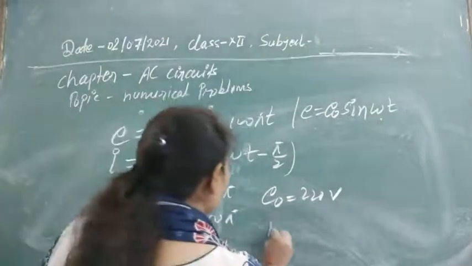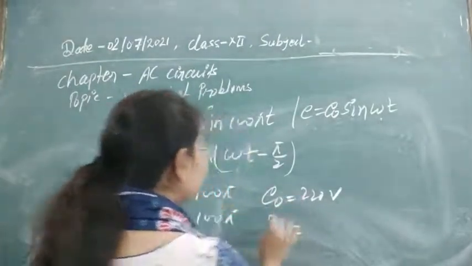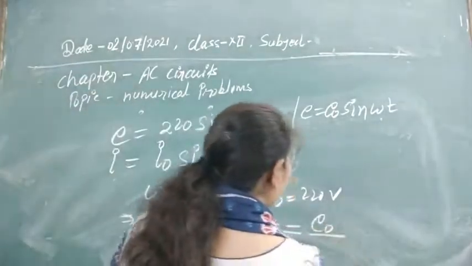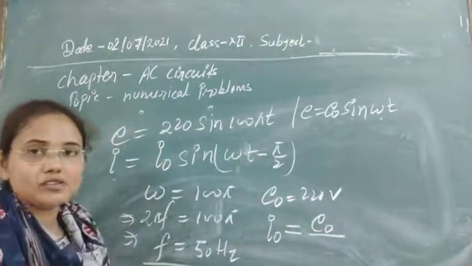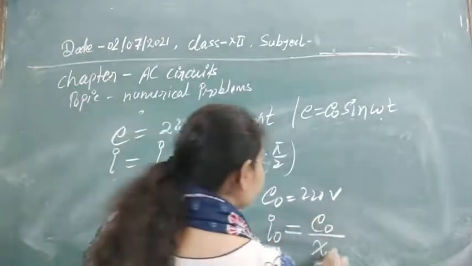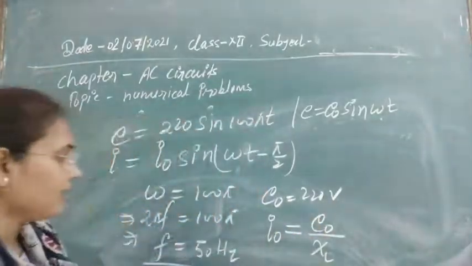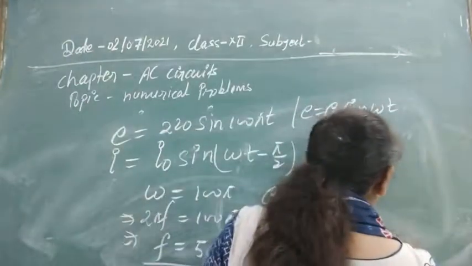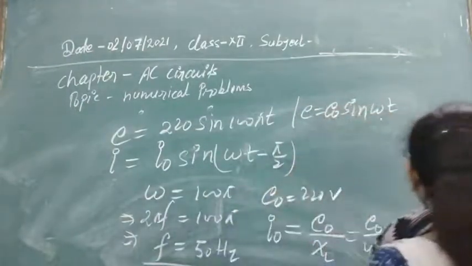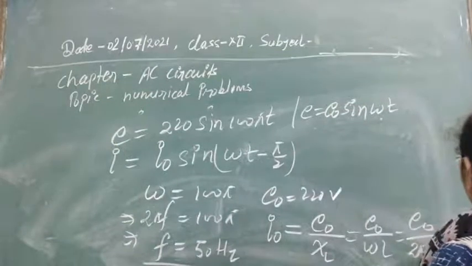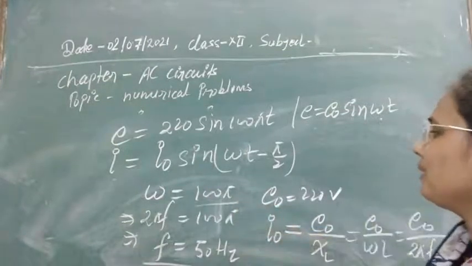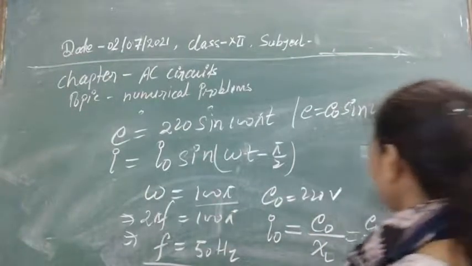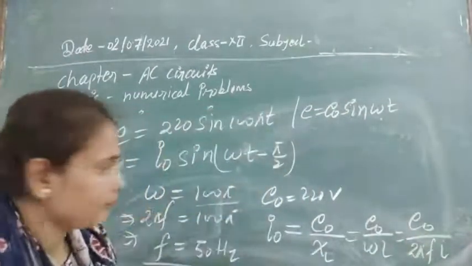As we know, the peak value of the current is related to the peak value of the voltage by the equation E0 upon the reactance of the circuit. Here the reactance of the circuit is given by XL, and XL is omega L. In place of omega we can write 2 pi f L, or directly use the value of omega from here, that is 100 pi. Now let's put the values and solve it.